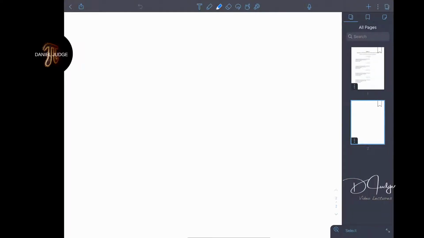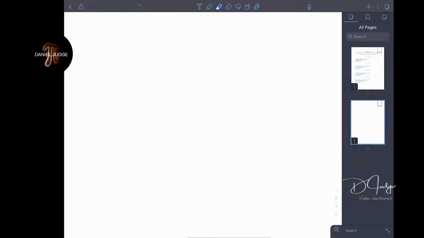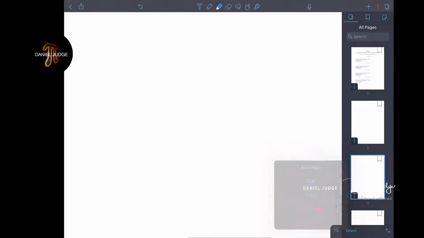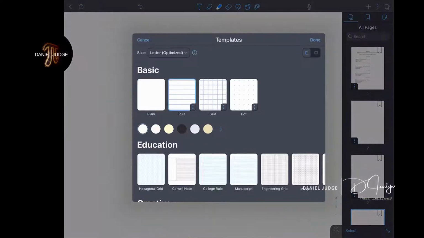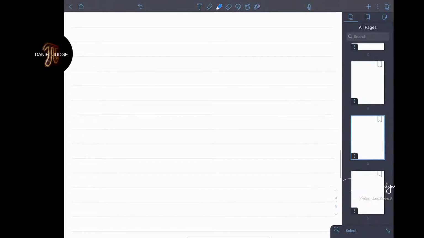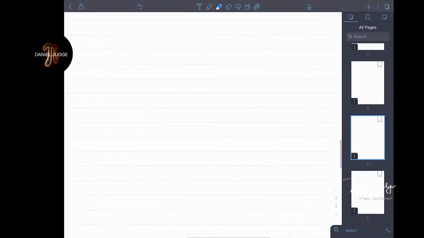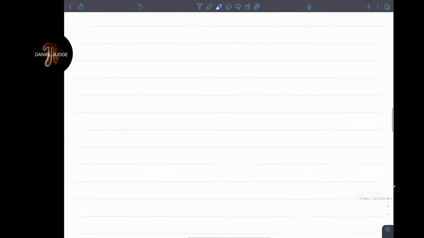So let's see about possibly getting pages here. We're going to keep adding some pages. And for these pages, we're going to make line paper. And there we go.